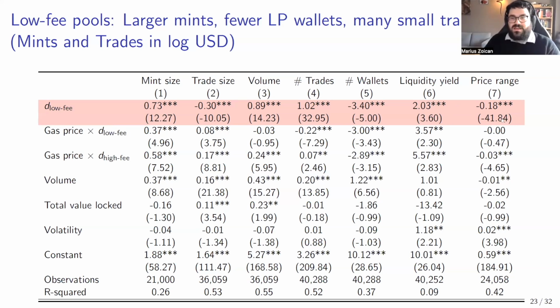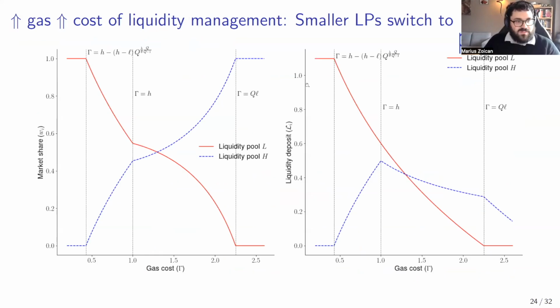And something that's not in the model but is consistent with the model, they post narrower price ranges. So they're more willing to rebalance if need be on the low fee pools because they have narrower price ranges. And this is what Klein and Cotters find in their paper across Ether and Arbitrum too.